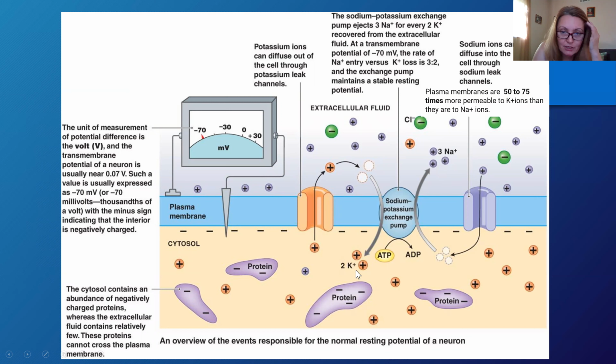Potassium is shown here by this orange circle and sodium in purple. So you see lots of purples outside, that's sodium, and lots of orange inside, that's potassium. So the sodium-potassium pump creates what we call a chemical gradient. That means you have a high concentration of sodium outside and a high concentration of potassium inside.